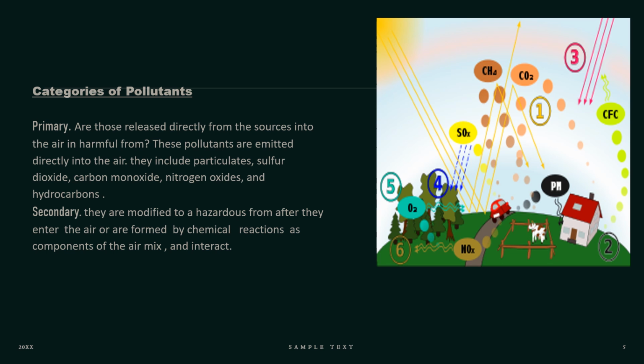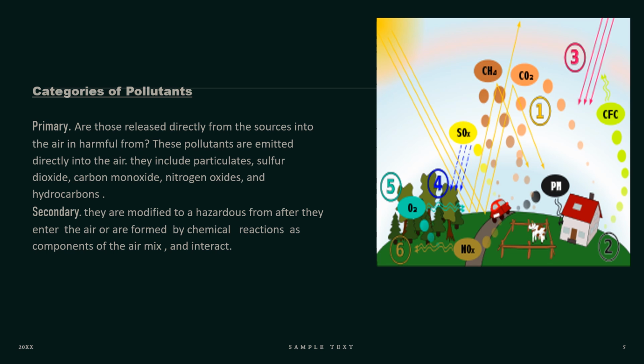Categories of pollutants. There are two types of pollutants, primary and secondary. Primary pollutants are those released directly from the sources into the air in harmful form. Secondary pollutants are modified into hazardous form after they enter the air, formed by chemical reactions as components of the air mix and interact.